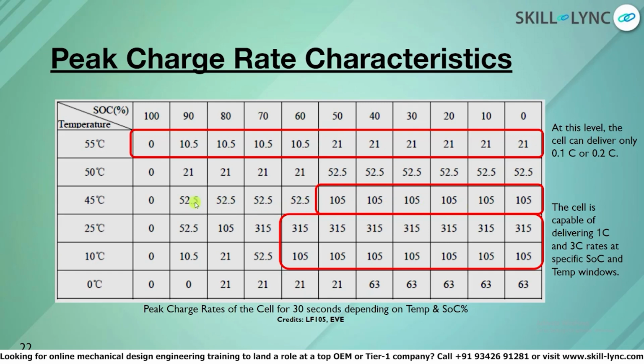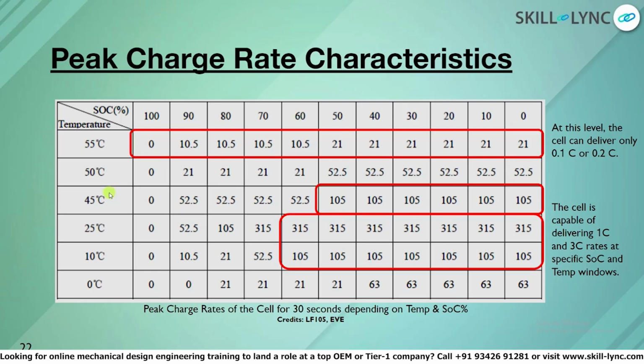But the moment you cross 50%, you should not allow the cell to be charged at 1 C rate. You should allow the cell to charge at 0.5 C rate. That is the limitation of this chemistry, or the limitation of the cell. That means the cell is capable of doing that up to a certain limit of voltage, SOC percent or temperature window.